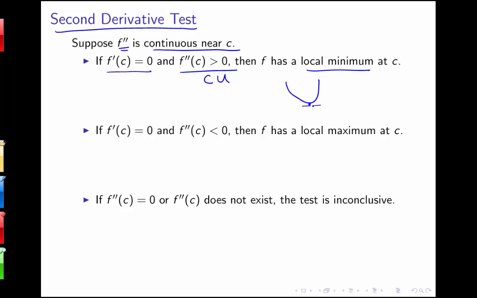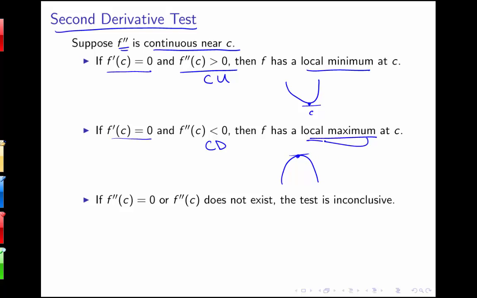where I've got this horizontal tangent down here. So we can see from this picture that we're going to have a local min of our graph at that point C. If, on the other hand, our first derivative at C is 0 and the second derivative is less than 0, then we're looking at our function being concave down, and we've got a local max at C.